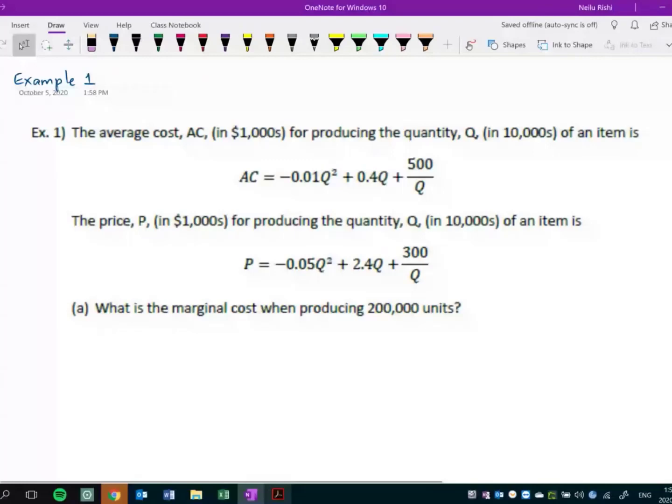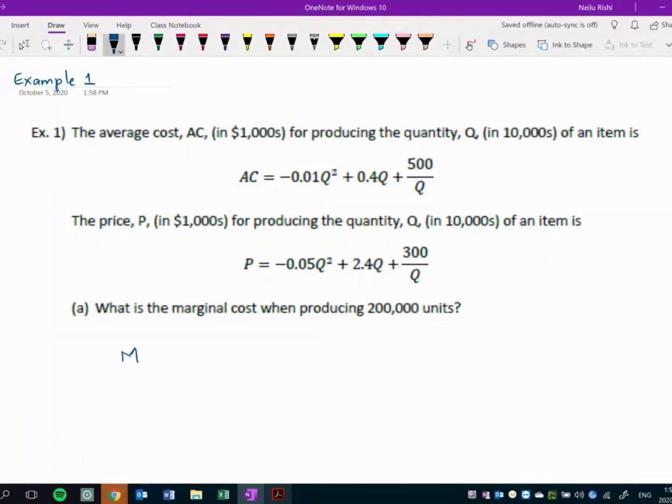Here we have the average cost in thousands for producing a quantity Q in 10,000s of an item. So in this example, unlike the other examples you've had, I'm actually going to make you think about units as well. The price P in thousands of dollars for producing the quantity Q in 10,000s is right here. What is the marginal cost when producing 200,000 units?